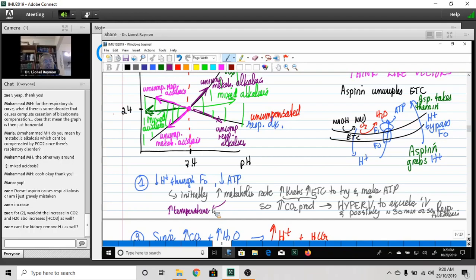So here we go. Every time you move protons, you move bicarb at the same time, and they always go together, protons and bicarb. So now you have your answer, at least for why aspirin was a mixed type of setting.